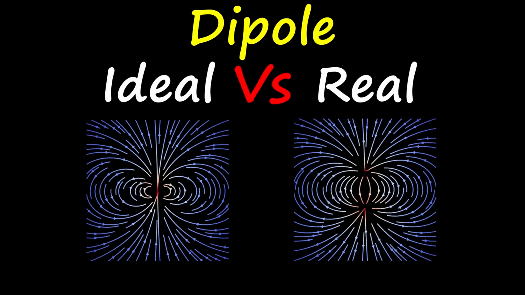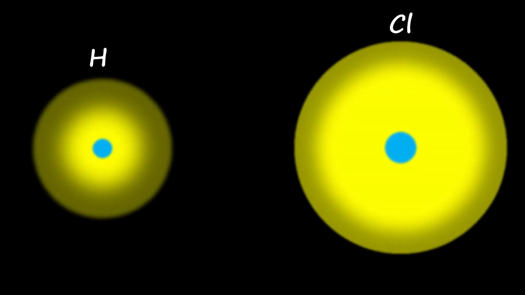Hello everyone. In this video, we are going to discuss the difference between an ideal dipole and a real dipole. First, let us try to understand what is a dipole. If you take a hydrogen atom and a chlorine atom, then it will consist of a nucleus and an electron cloud. Now, this hydrogen atom and chlorine atom, they are separated from each other.